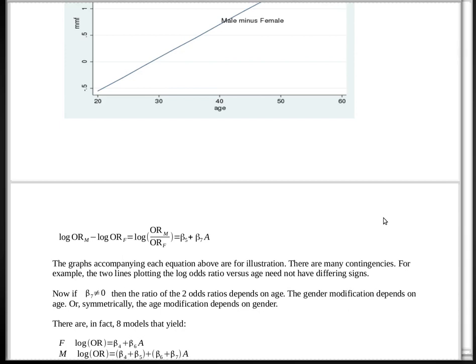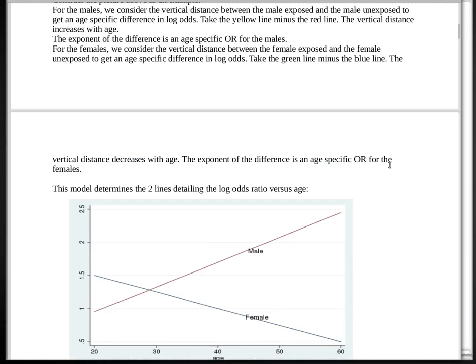But one thing that I want you to keep in mind for the moment is that beta 7 is not 0. And that's telling us that the ratio of the 2 odds ratios depends on age, and that gender modification depends on age. Or symmetrically, that age modification depends on gender.